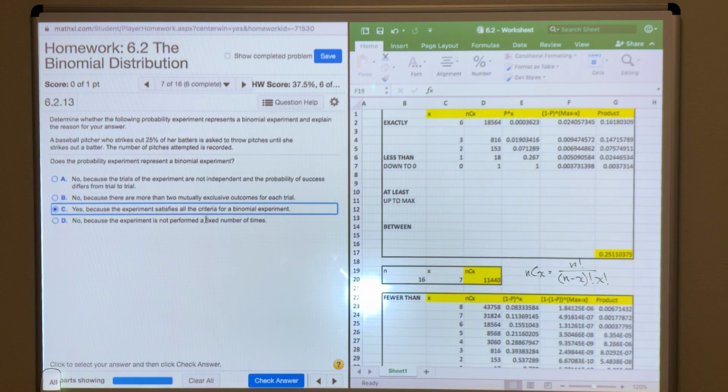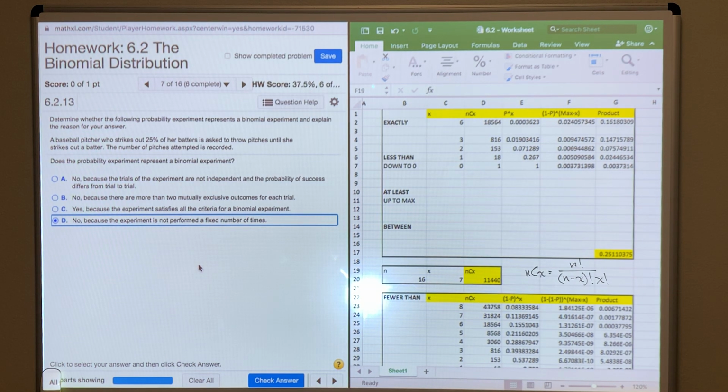I don't think so, and I'm going to tell you why, and that's D. No, because the experiment is not performed a fixed number of times. This is the right answer. If you look at your criteria or characteristics for a binomial experiment, you will see that the last one says the experiment must be performed a fixed number of times. This one does not meet that criterion. While it does meet some other criteria, it does not meet that last one because the pitcher's going to throw pitches until the batter strikes out.